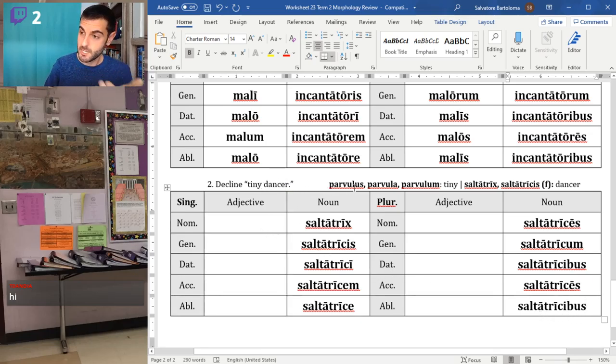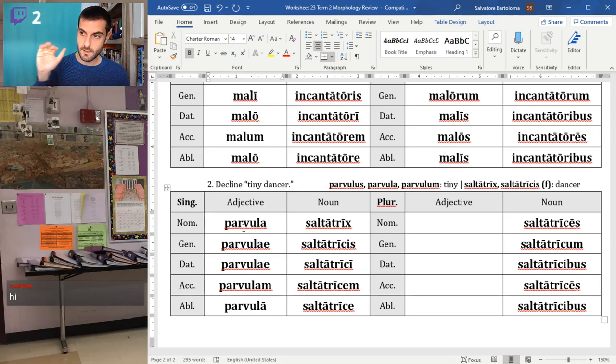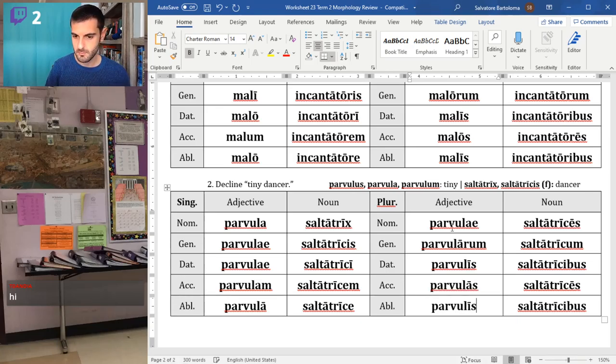And then the word for tiny, which kind of looks like the word for small, but it's got a little extra business to it. So parvus is small, parvulus is very small. Parvula, because we're talking about a lady dancer, parvula is first declension. Parvulae, parvulae, parvulam, and parvula. And then my plurals, parvulae, parvularum, parvulis, parvulas, parvulis.